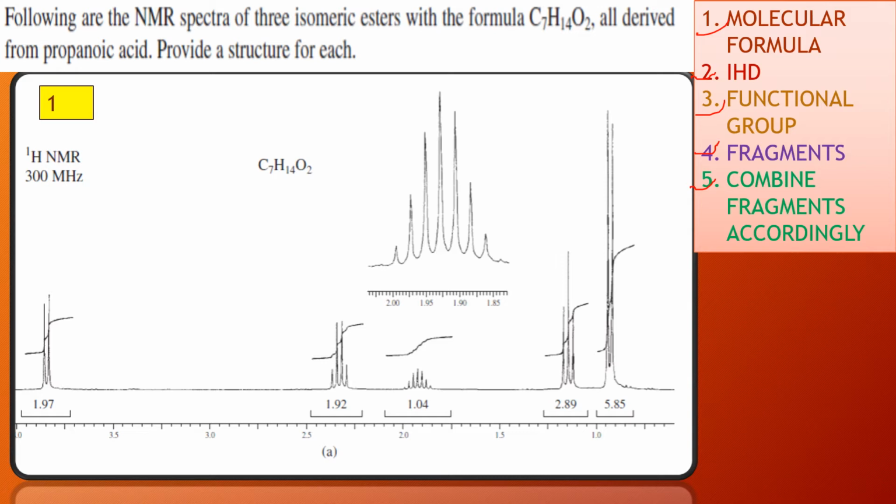If you have any HNMR spectrum and you have to find the molecular formula and molecular structure from it, what you need first is the molecular formula. The molecular formula is usually given in the simple HNMR spectrum. Then you have to find the IHD. I already discussed how to find IHD, so you can watch those videos as well. And then we have to find the functional group. Usually the functional group is also given in the simple HNMR spectrum.